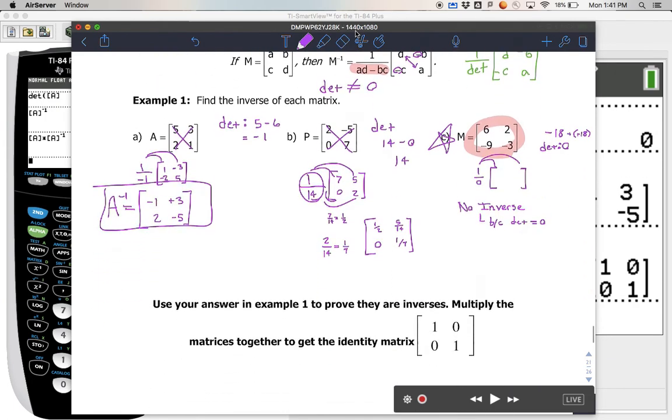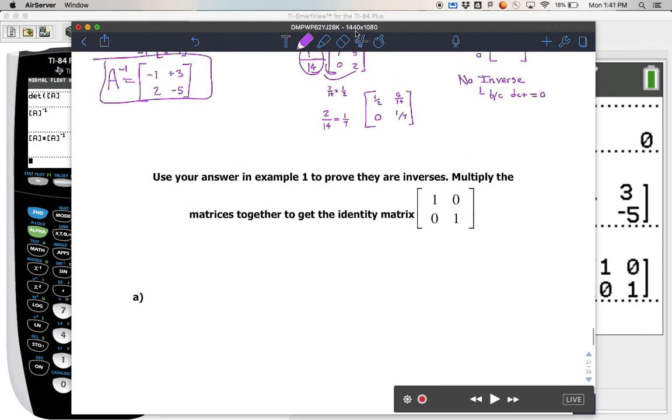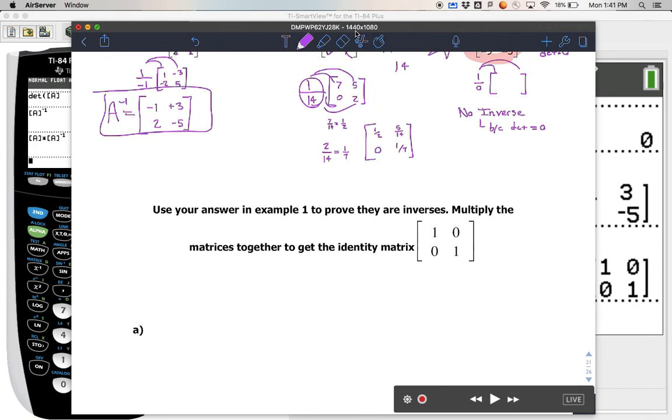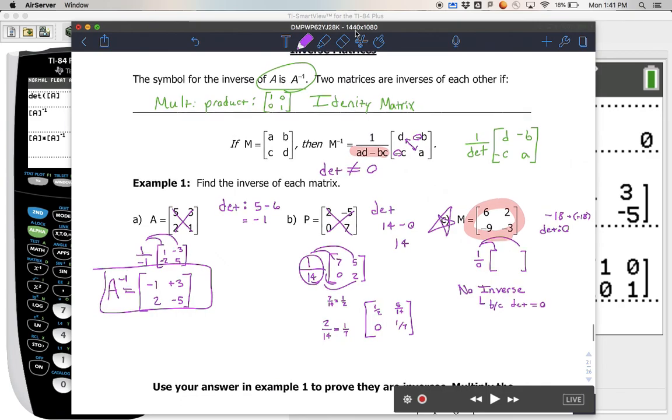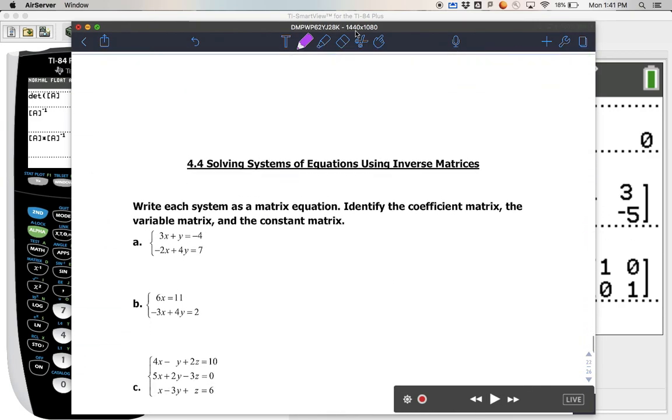And use your answer in example 1 to prove that they are inverses. Multiply the matrices together. We did that with our calculators. If you want to do it by hand, you can. We'll probably skip that here for today, and that looks like that is it.